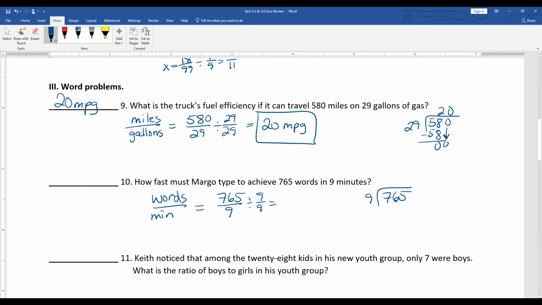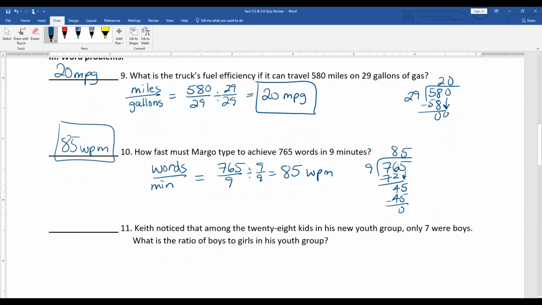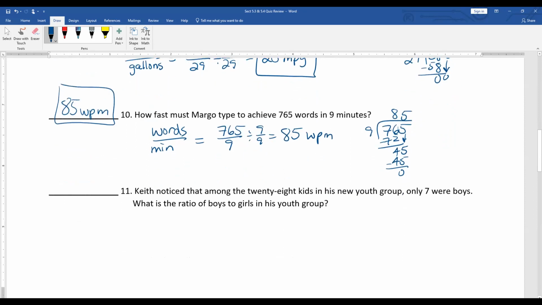765 divided by 9. 9 goes into 76 8 times. That gives me 72. And it goes into 45 5 times. So 85 words per minute. Don't ever forget your units whenever you do word problems. You want to keep that WPM on the end.